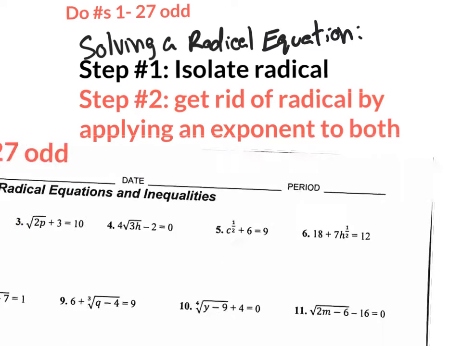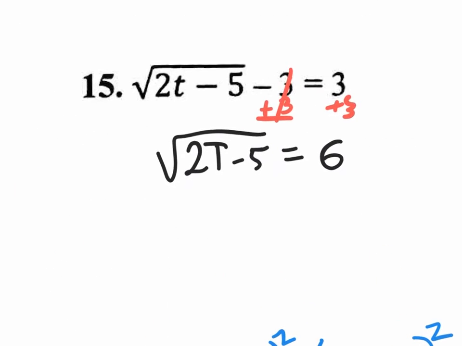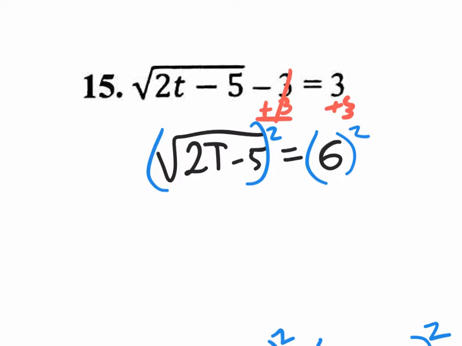Step two is to get rid of that radical. Okay? So we've isolated it. Now let's get rid of it by applying a power. Because this is a square root, we're going to apply the power of 2 to both sides. If this would have been a cube root, I'd be applying the power of 3. If it were a fifth root, I'd be applying the power of 5. Whatever root is there, you're going to have to apply that power to undo that root. So what do we have here? We have 2t minus 5 equals 36.